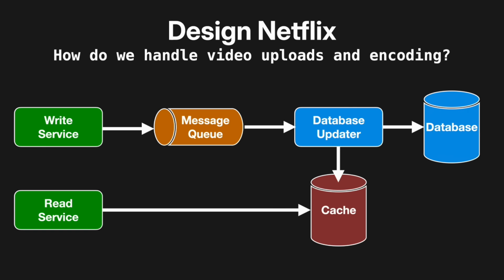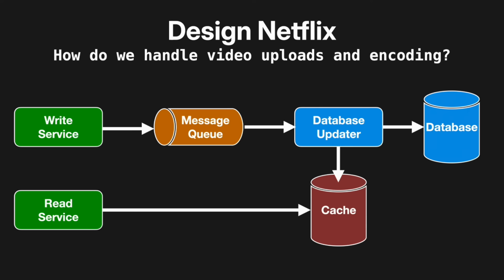To handle video uploads though, we'll need to enhance and modify our existing flow. When a new movie or show is uploaded, the write service handles the file upload and the metadata collection. After a video is uploaded, it's sent to the message queue for asynchronous processing, allowing the write service to remain responsive. This is what we've already implemented many times this video.